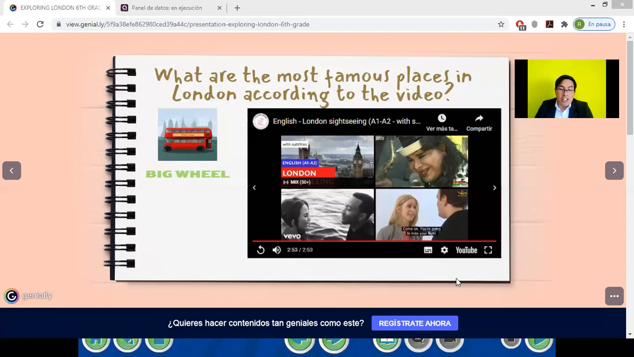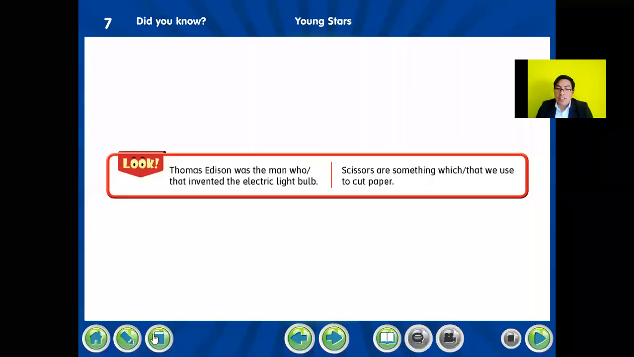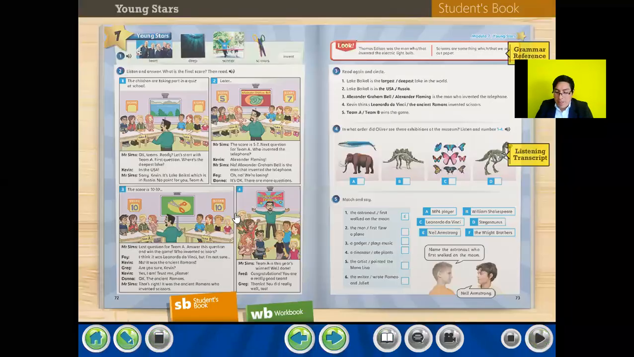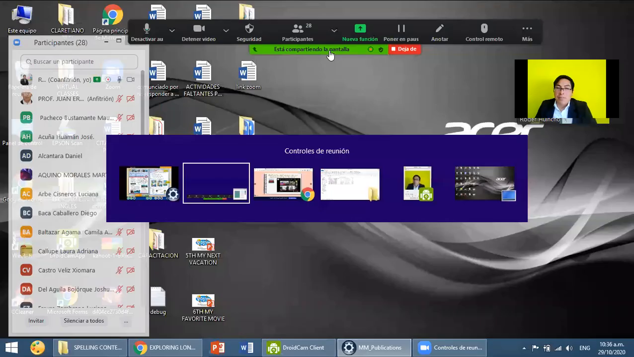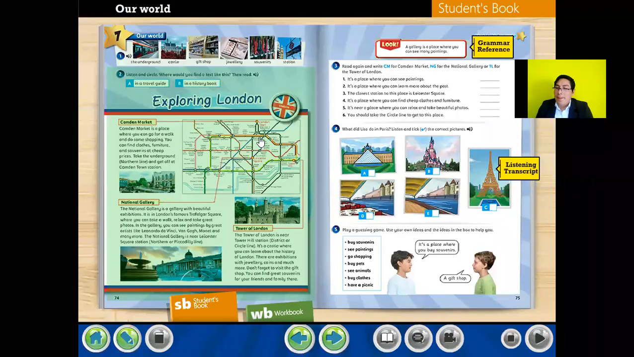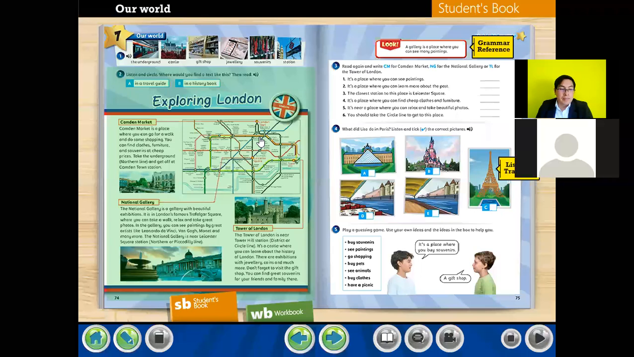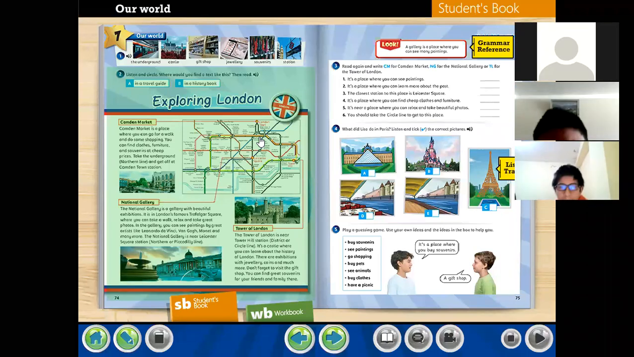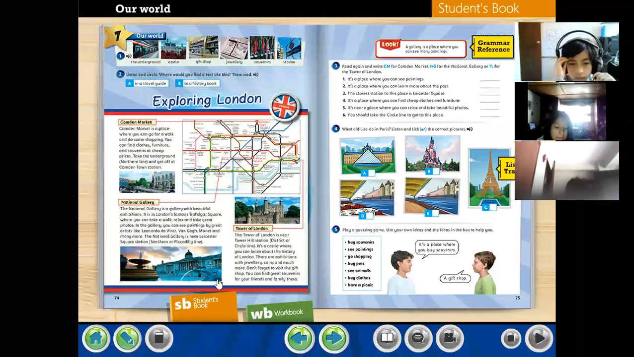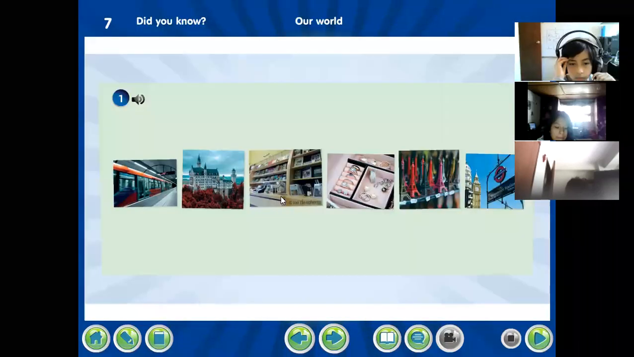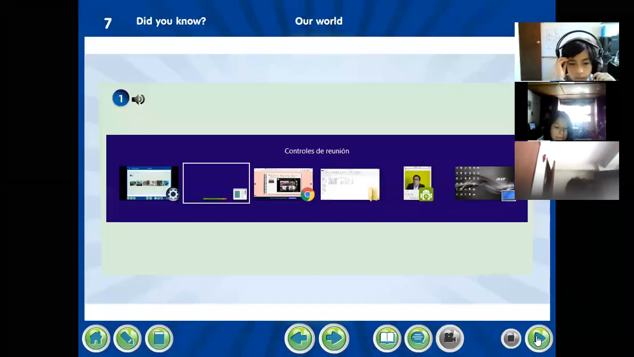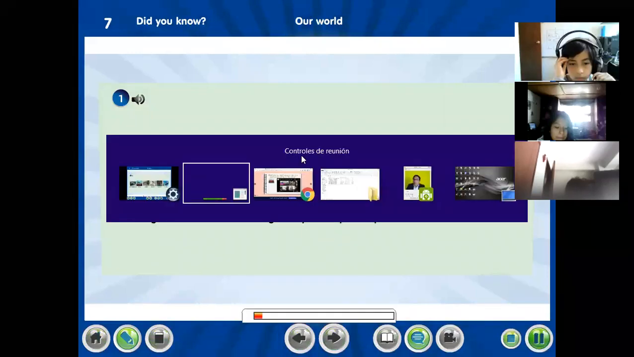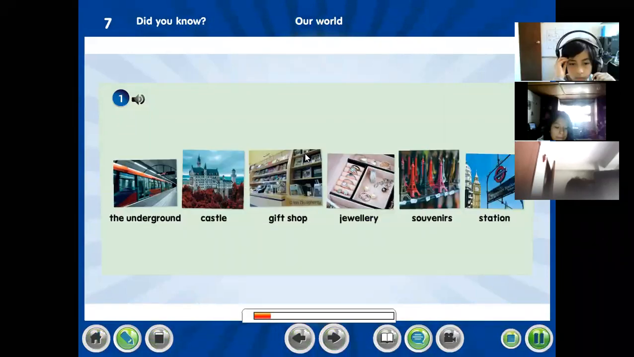Good, my friends. Now, let's open the book. Let's go to the Young Star book. Let's go to page 74 and 75. Let's learn more about London, okay? Open, please, your books. Open the Young Star. Page 74, 75. Let's start with the vocabulary, okay? Module 7, Our World. 1, Vocabulary. The Underground.